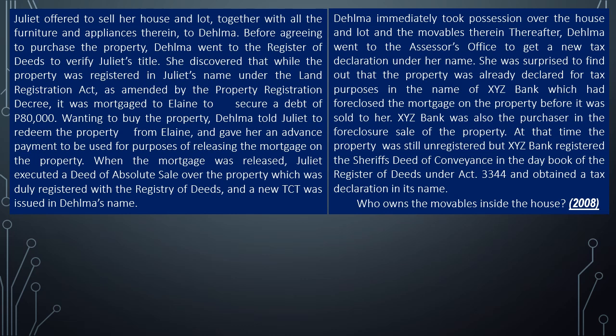If you take a look at the problem, para siyang LTD, nakakalito. But take note that here, the property first was registered in Juliet's name and a new TCT was issued in Delma's name, but the tax declaration was issued in the name of XYZ Bank. So yan yung nagpapalito dyan. And between, of course, recall your LTD, between a title and a tax declaration, ano ang mas matimbang? Siyempre, si title. But the question here is about the movables.